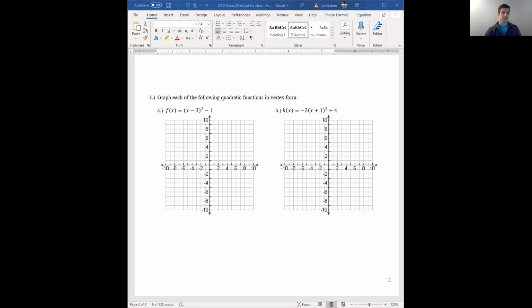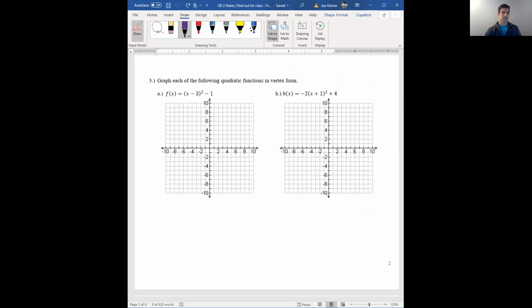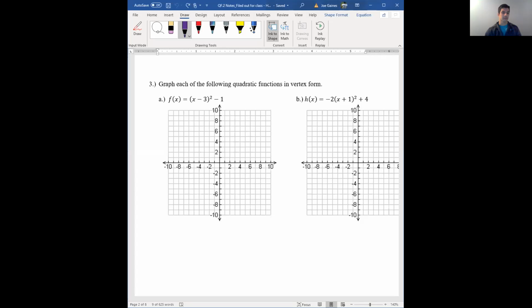In 3a, we have f of x equal to the quantity x minus 3 squared minus 1. We can use transformations to start this graph by finding the vertex. I can find the vertex by shifting to the right 3 from the origin, and in addition to that, I would also shift down 1. From there, I can label a point. This point would be right 3 and down 1, so this would be (3, -1). This is going to be my vertex here.